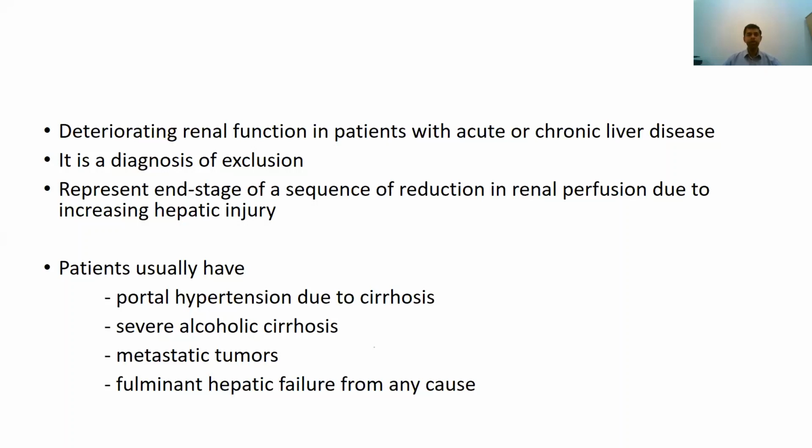Commonly, you see hepatorenal syndrome happening in patients who develop significant portal hypertension due to cirrhosis. In patients with severe alcoholic cirrhosis, you see this. Significant metastatic tumors and fulminant hepatic failure. So you will generally not see hepatorenal failure in patients with Child A, Child B grade. So early liver cell disease patients, you will not see this. You generally see it when it's very, very advanced.